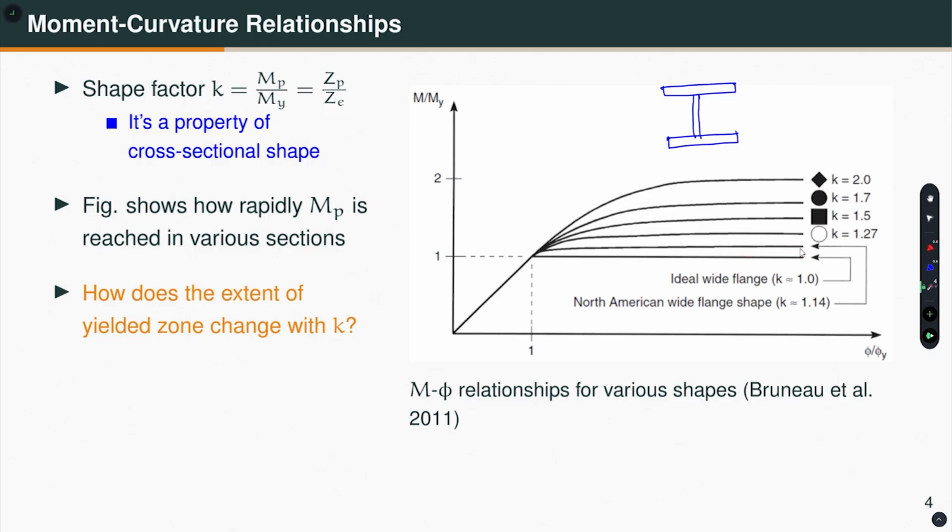So, the shape factor tells how quickly Mp is reached for a given cross section. The higher the shape factor, the more curvature it takes to reach the plastic moment capacity. Also the shape factor dictates how much will be the spread of plasticity along the length of a beam. The higher the shape factor, the higher will be the spread of plasticity. On the other hand, if you consider an ideal wide flange section, only the cross section at the location of maximum bending moment will yield. There will not be any spread of plasticity for an ideal wide flange section.